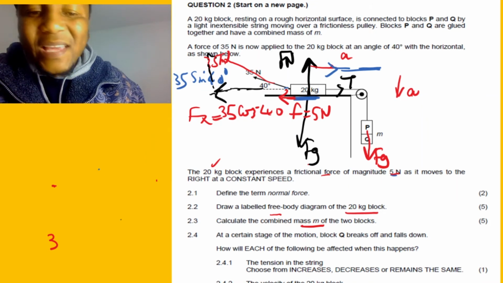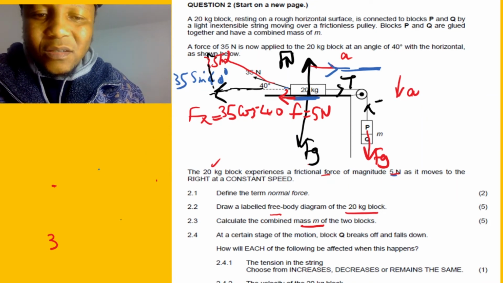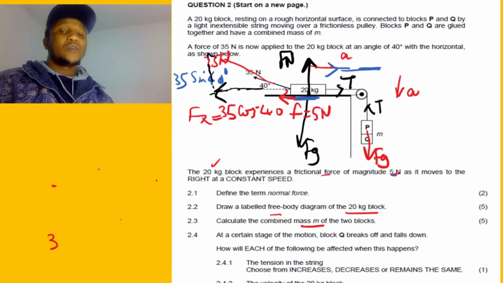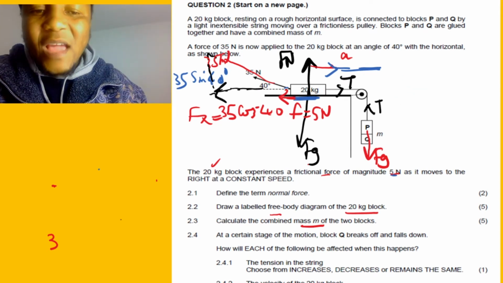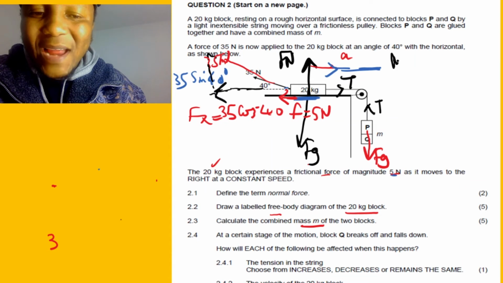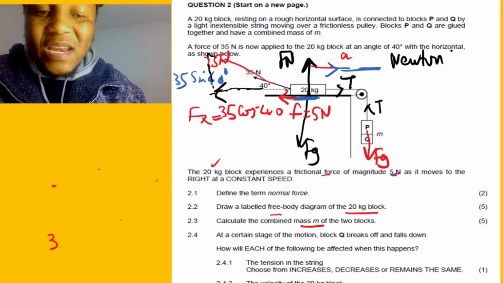And for that case, it means you have a tension. So for that case, now we can apply Newton's second law of motion. Say Newton's second law, you must write that in the exam.